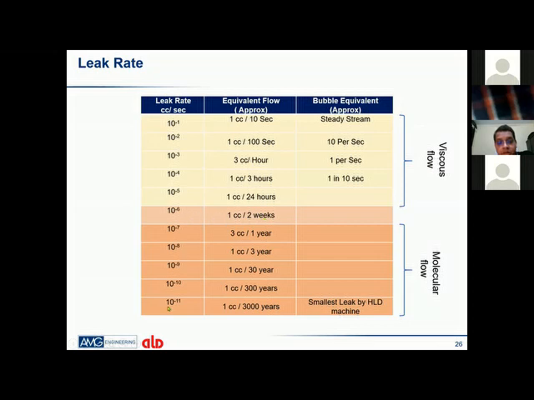And if we go lower than 10 to the -11, 10 to the -11 and 10 to the -12 is where all these helium leak detectors work, which are used to identify leaks inside the furnace. At this vacuum level they are working. 10 to the -11 is something like 1 cc in 3000 years, which, in a practical sense, is a very small leak that we are talking about.